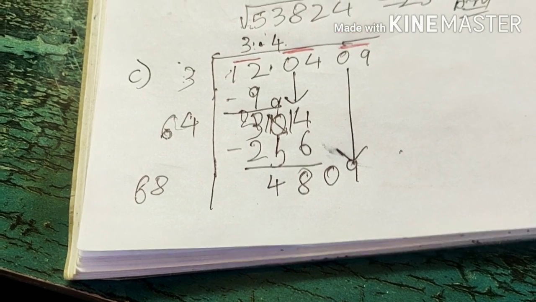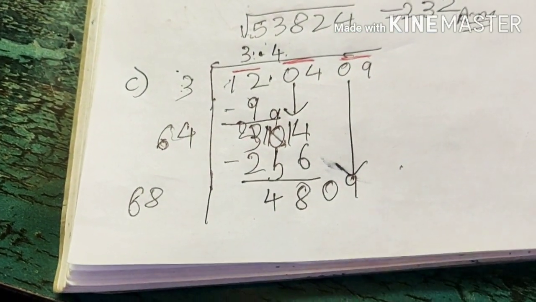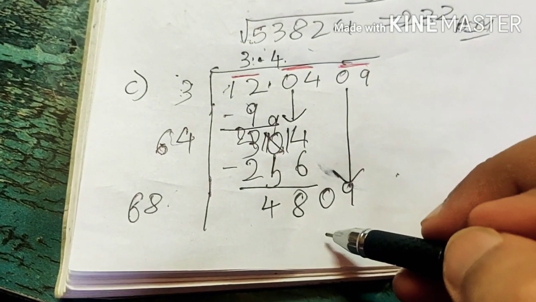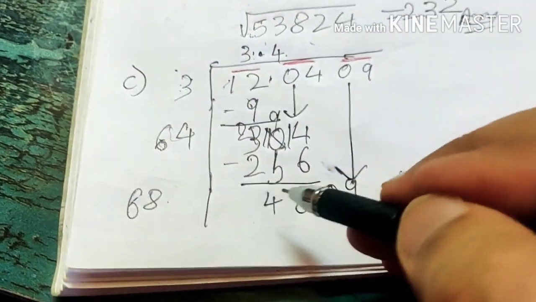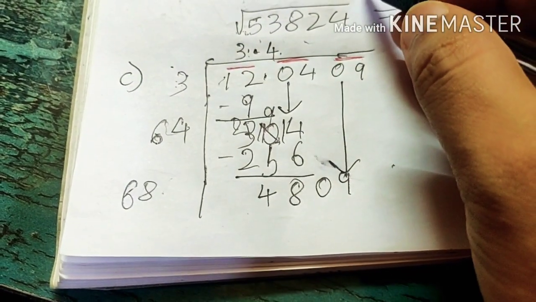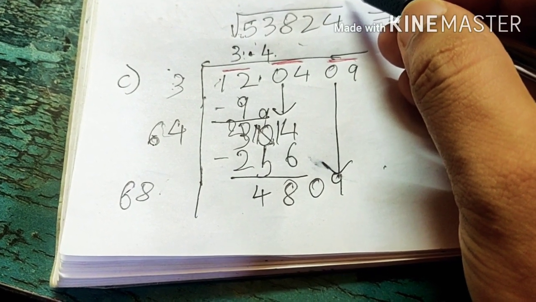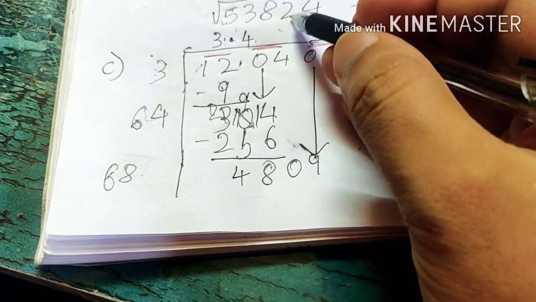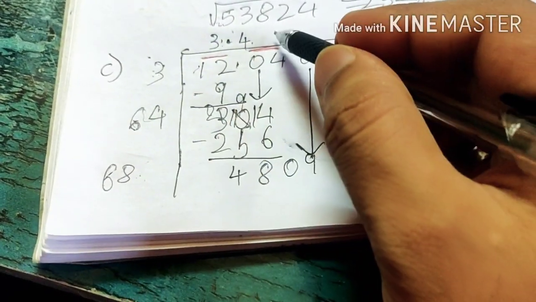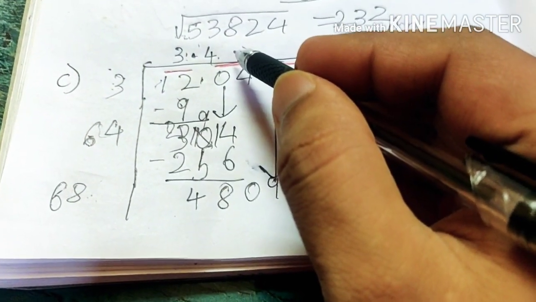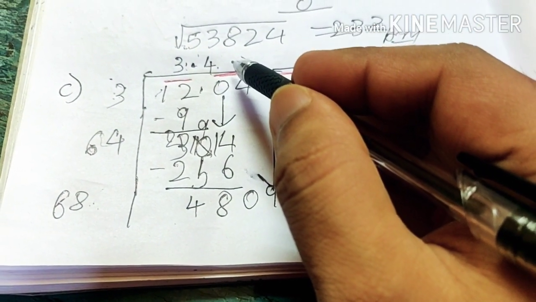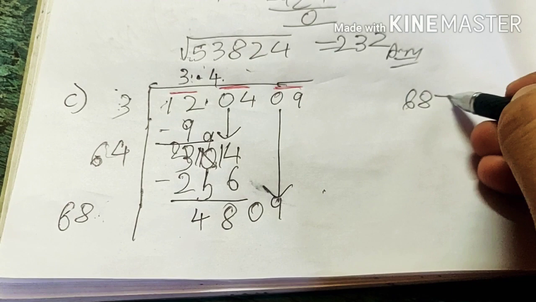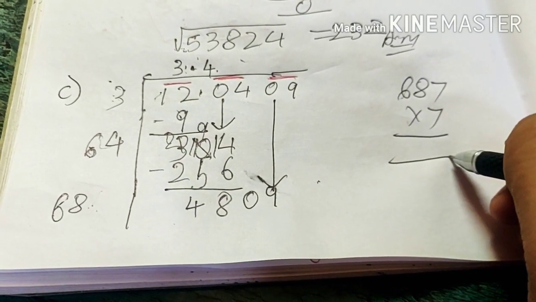Okay, what we will do, 680 into 0 is 0, 681 into 1 is 681, 682 twos are 1364, then 683 threes, 684 fours, 685 fives. In the same way we will proceed up to 687 sevens. If we do 687 into 7, what will we get?